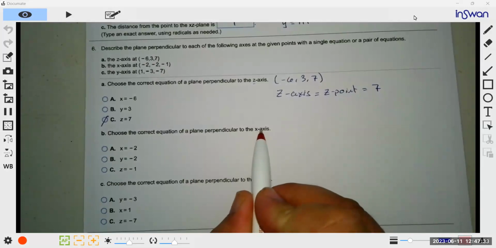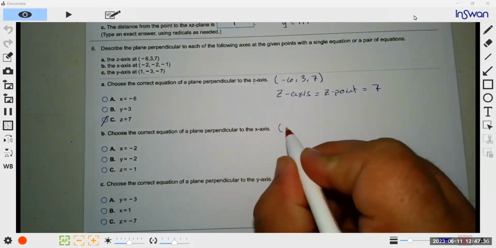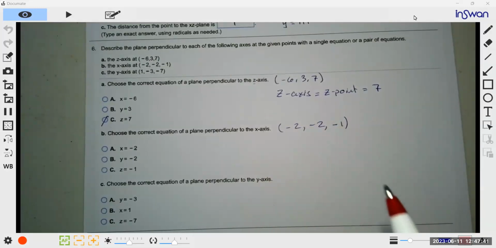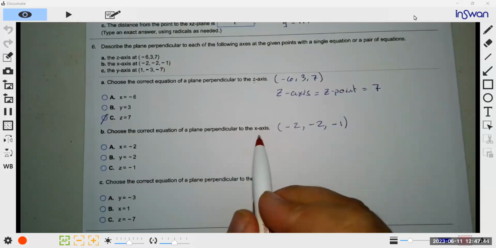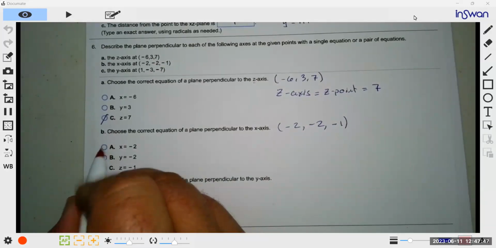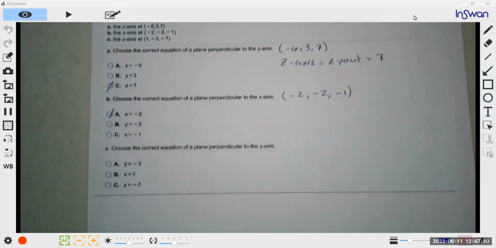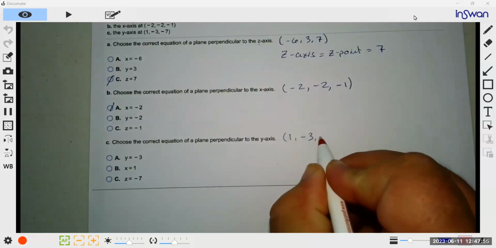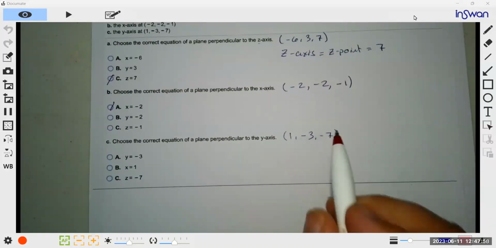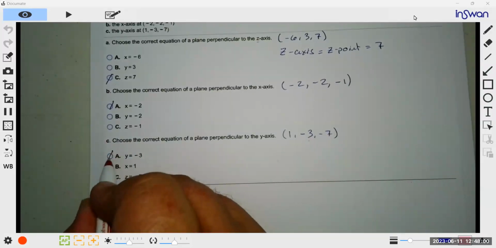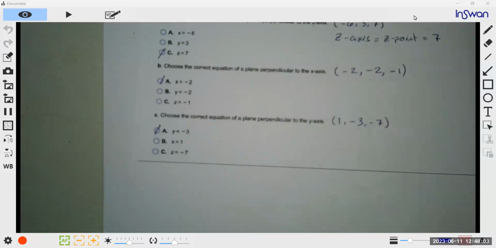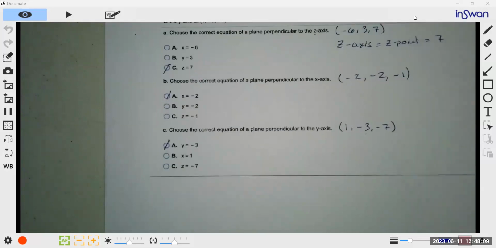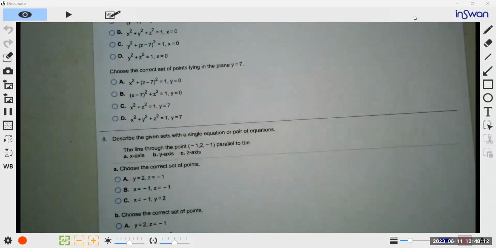Same logic, if it's perpendicular to the x-axis, this point is negative 2, negative 2, negative 1. So it's perpendicular to the x-axis, so it's x equals negative 2. And the last point is at 1, negative 3, negative 7. It's looking for the y-axis, which is y equals negative 3. All right, next set of equations.